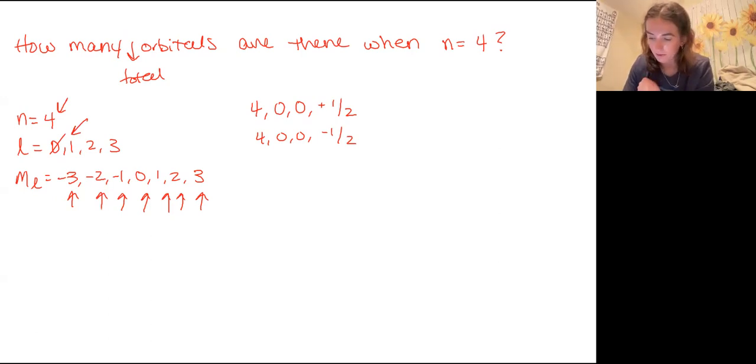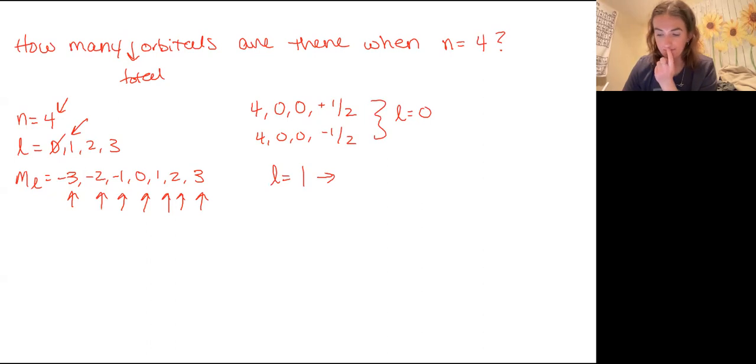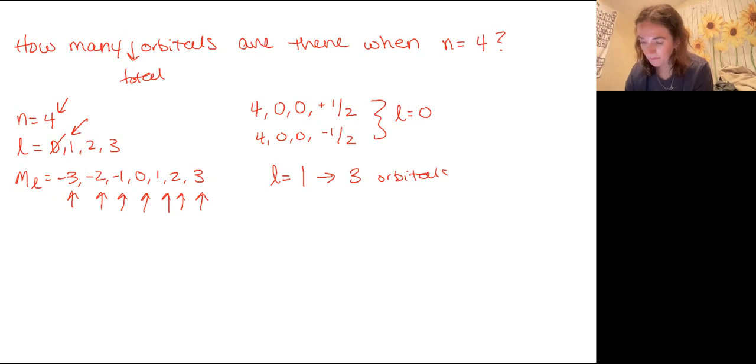l have when l is equal to 1? So this is when l is equal to 0. When l is equal to 1, how many orbitals do we have? When l is equal to 1, how many orbitals are there? Nope, not zero. What are our possible values? Yep, perfect. So you can have three orbitals, and then six total electrons.